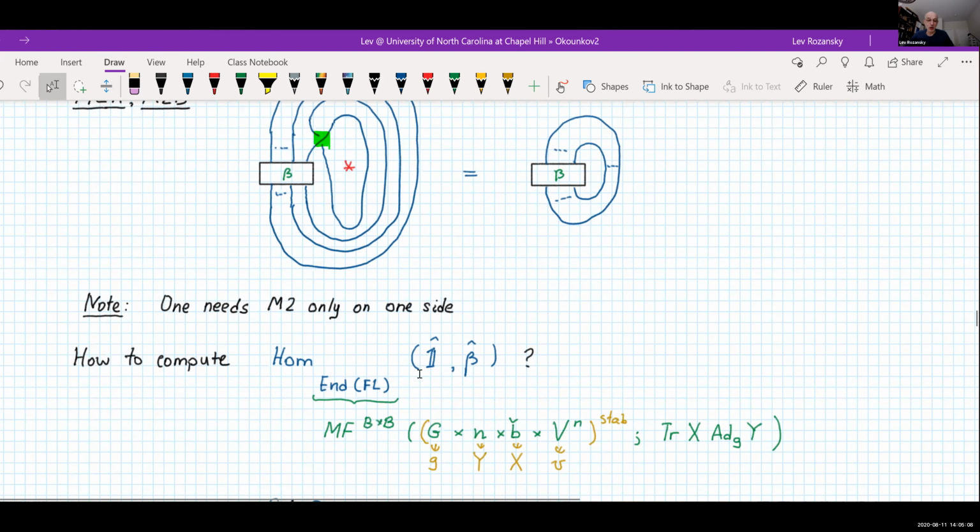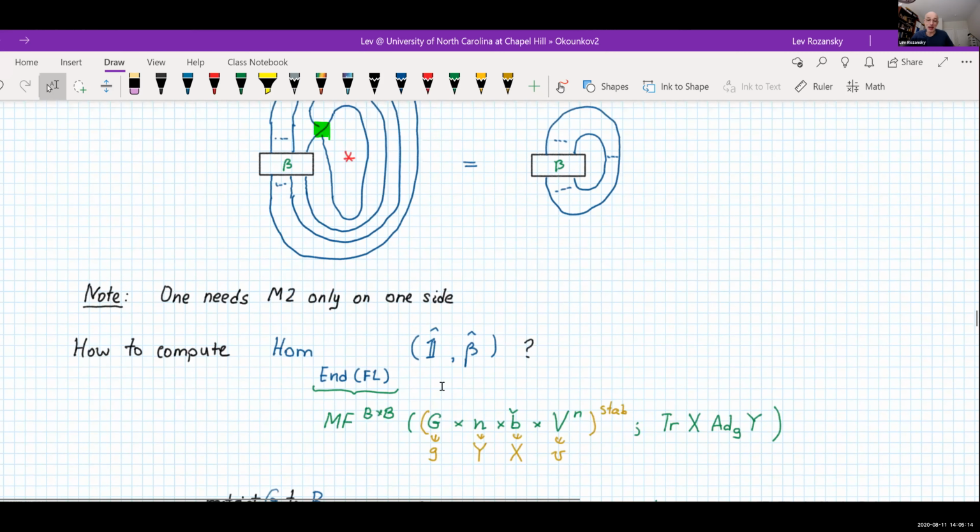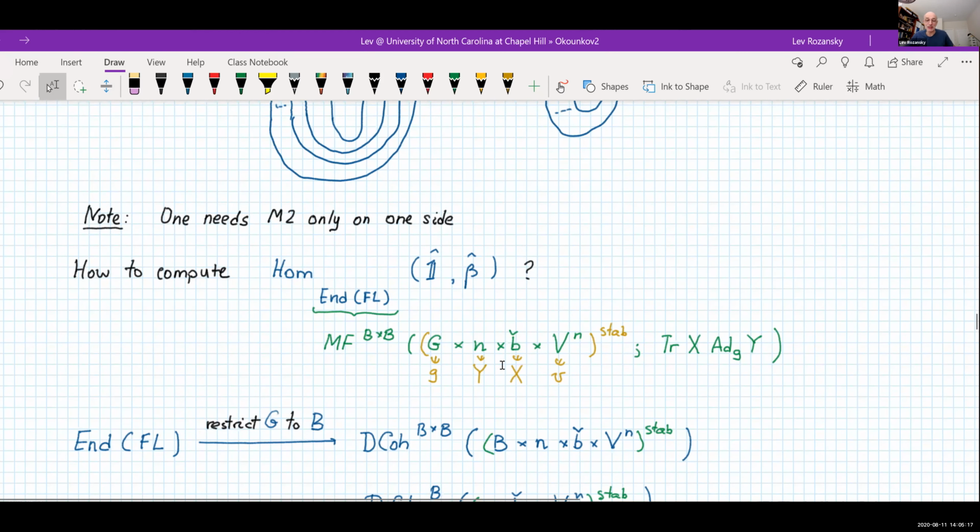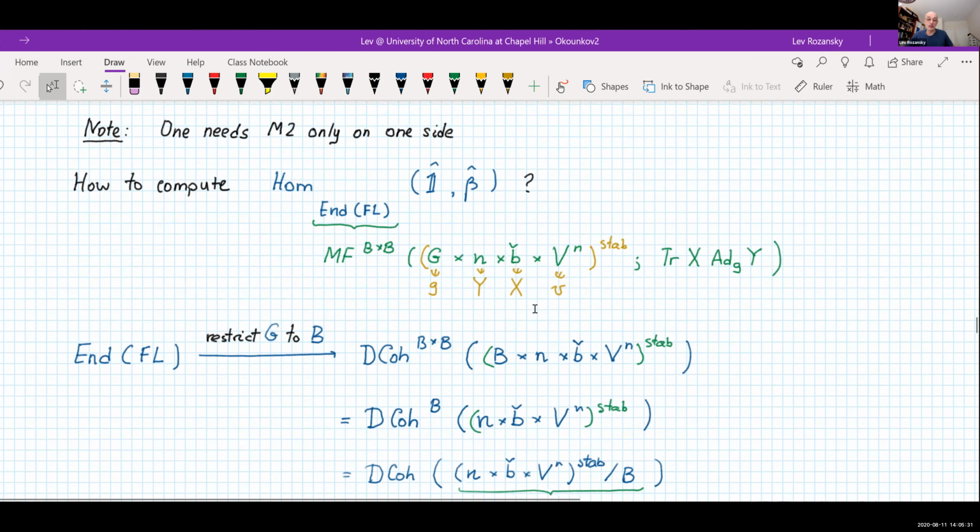So how would you compute Hom from the identity braid to a braid in this category? Here is a reminder of what the category is. You have a group element, Y matrix, X matrix, and a framing vector with the stability condition and this superpotential. One can see that taking Hom with the identity braid means that you restrict the group element G to Borel. So you simply restrict your matrix factorization to the Borel subvariety inside G, which kills your superpotential immediately. So there it's equal to 0.